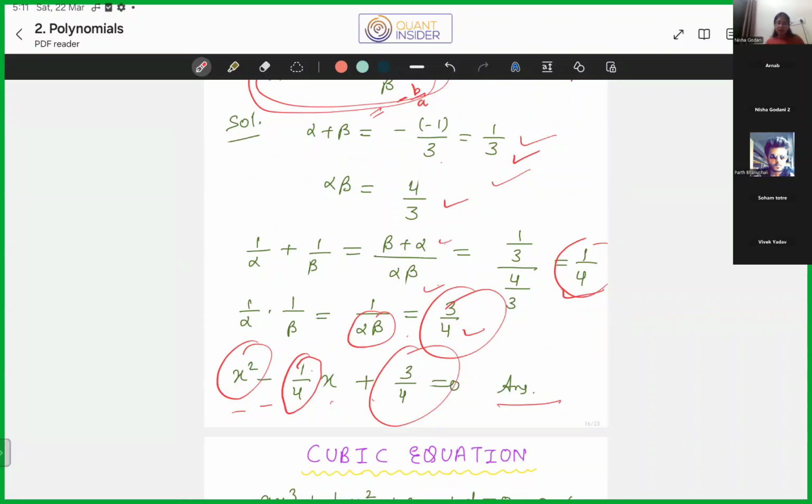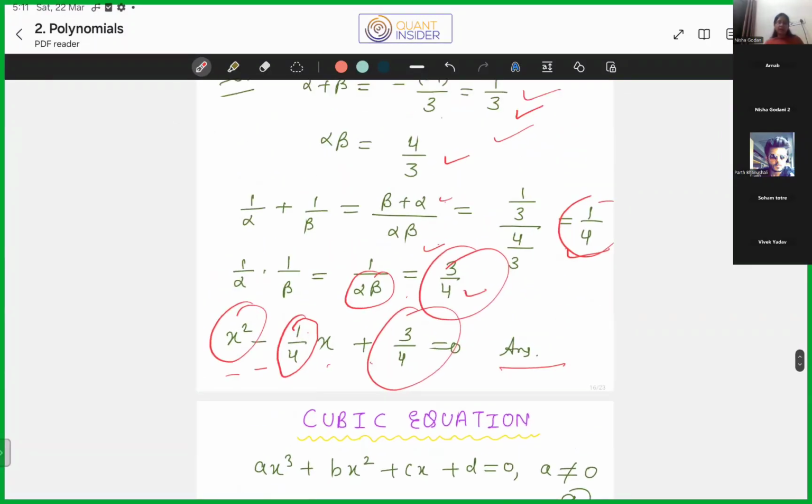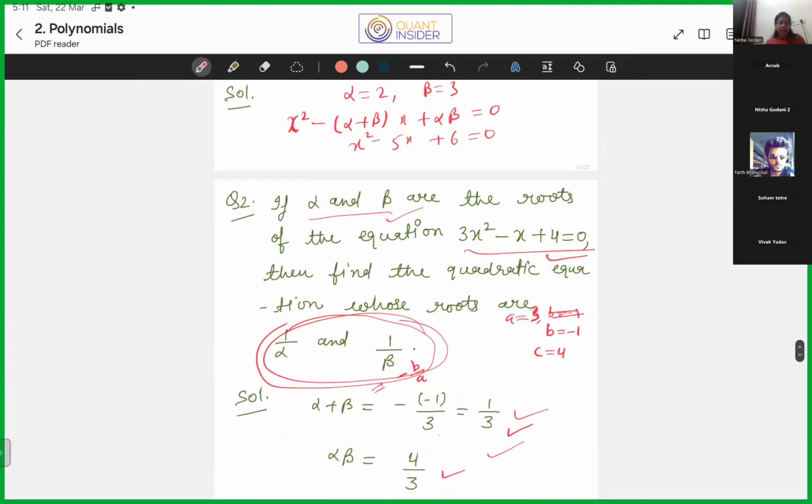So is this clear to everyone? How to find the equation from roots? Or how to find the sum and product of roots from the given equation? Okay, Kiran, Mohit. What about others? Are you all getting it? Gaurav, Arnav, are you all getting it? Great.